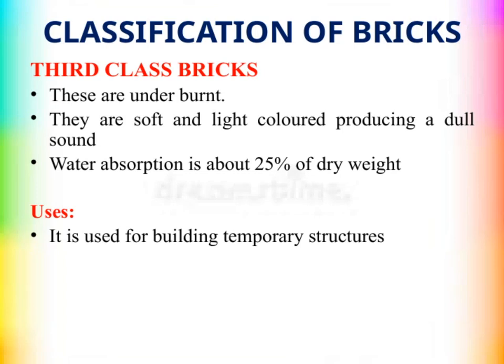Now let's talk about third-class bricks. These are bricks that are underburnt, meaning they haven't been fully fired. As a result, they tend to be soft and have a light color. When you tap them, they produce a dull sound, which is a good indicator of their quality. They also have a water absorption rate of about 25% of their dry weight, so they tend to soak up quite a bit of water. Because of these properties, third-class bricks are mainly used for building temporary structures where strength isn't as critical. This classification helps us understand the different quality levels of bricks and their suitable applications, which ties into the overall theme of selecting the right materials for the right purpose in construction.